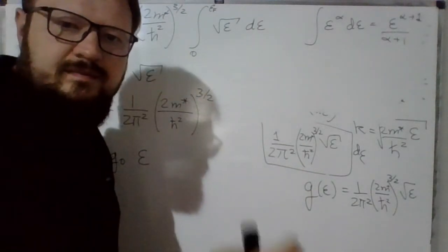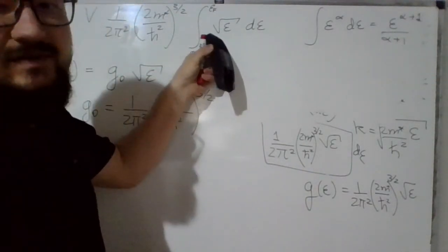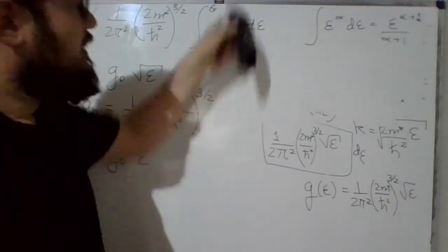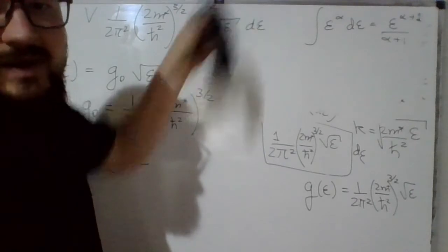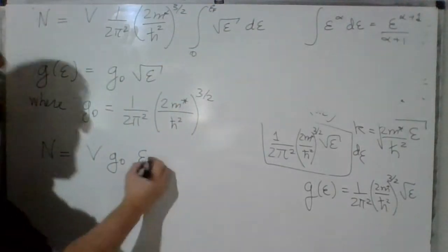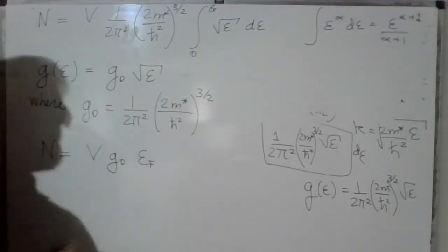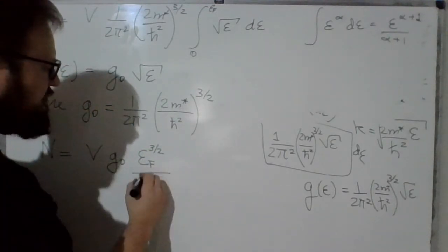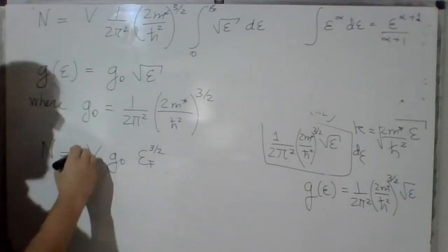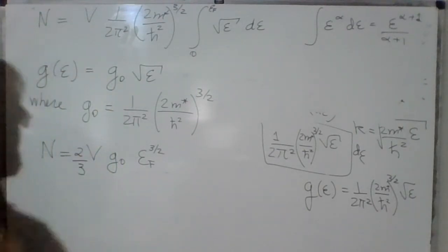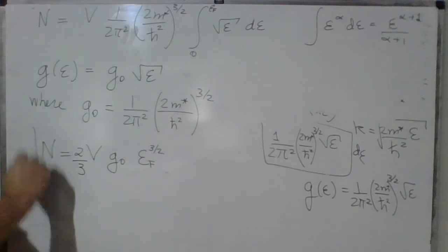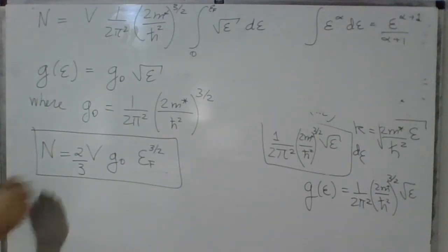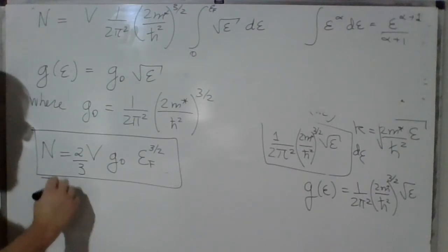Evaluated in the lower bound of this integral, it produces 0. In the upper limit, it produces the replacement of the energy by the Fermi level to the 3 halves, divided by 3 halves, which produces a factor of 2/3. So the energy is this. The calculation of the total number of particles is this.